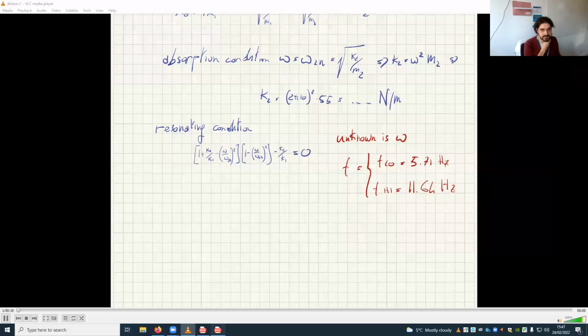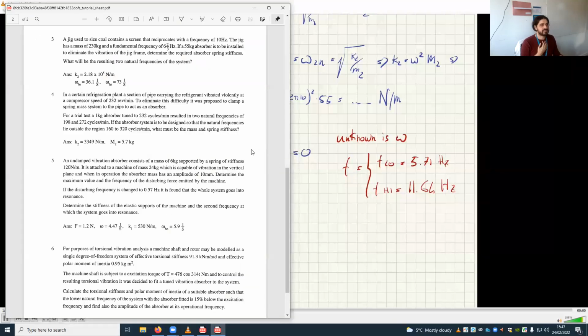What I was saying, question 4. In a certain refrigeration plant, a section of pipe carrying the refrigerant vibrated violently. That means we are hitting the resonant frequency. Vibrated violently at a compressor speed of 232 revolutions per minute, RPMs. So if you drive your compressor at 232 RPMs, the pipe it is attached to starts shaking violently. You don't want that.